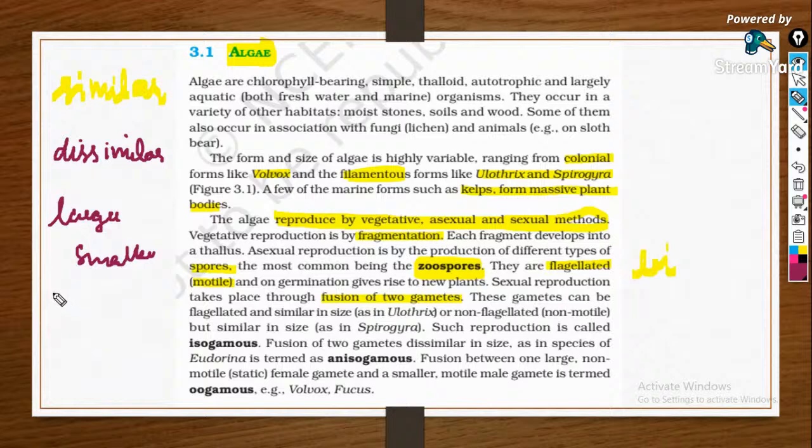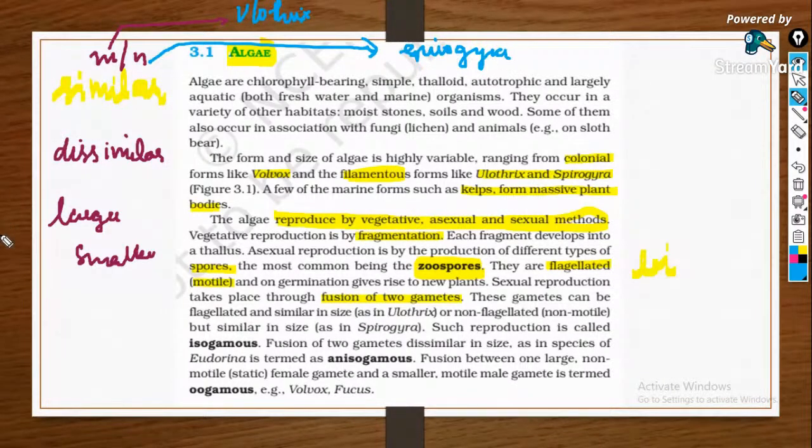The similar shaped gametes may be motile or non-motile. Motile isogamy occurs in case of Ulothrix, and non-motile in case of Spirogyra. Motile means biflagellate, flagella is present, and non-motile means no flagella. Dissimilar gametes occur in case of Eudorina. Then this is anisogamy.